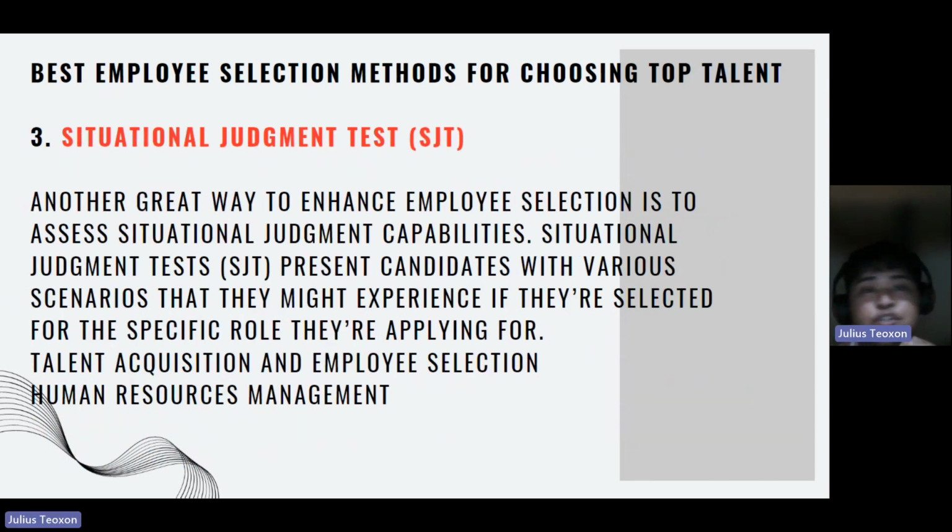Next is the situational judgment test. In the situational judgment test, this will determine how the employee thinks, reacts, or what they do if they are in a situation that they didn't expect to be in.